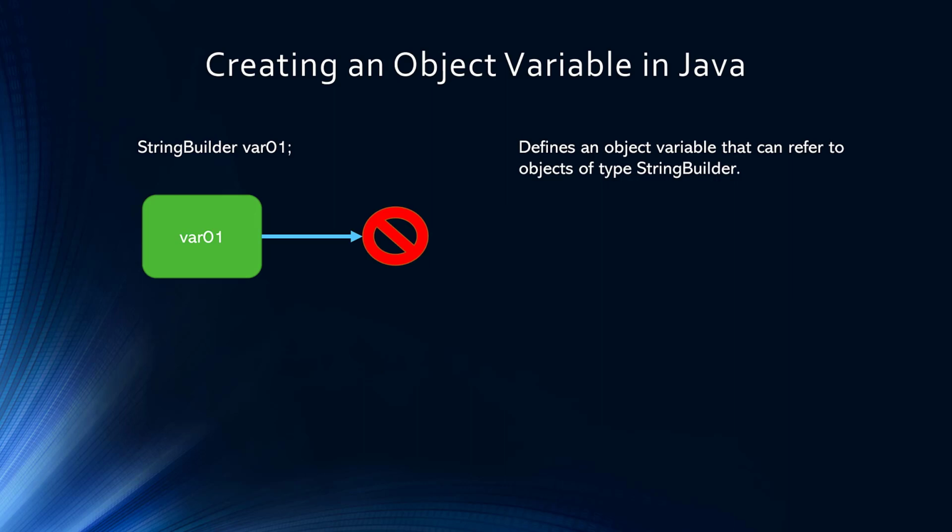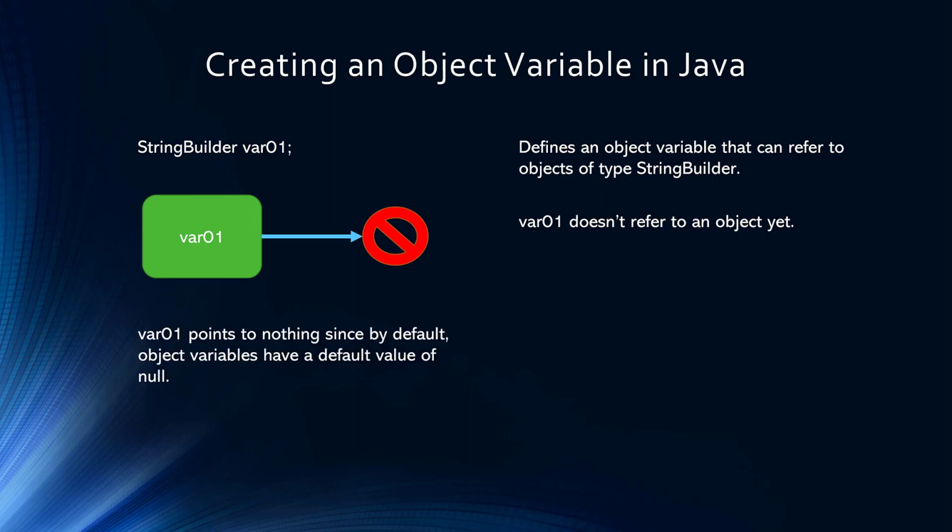Since we didn't initialize the object variable, it refers to nothing, which we represent by the red circle with a line through it. By the way, this symbol has a name, and it's called the general prohibition sign. Yes, I did have to look this up, so now we both know. By default in Java, object variables have a default value of null when they're not initialized.